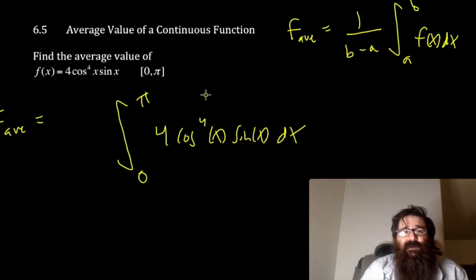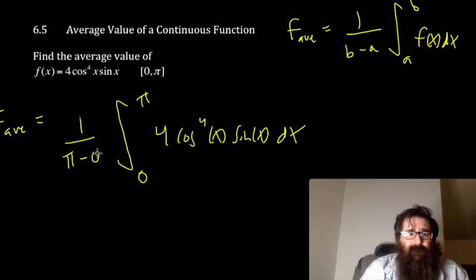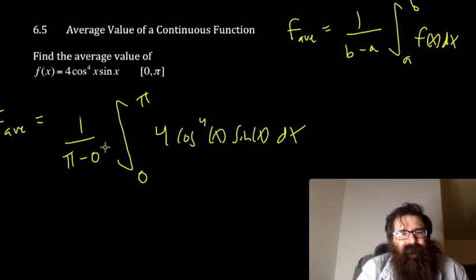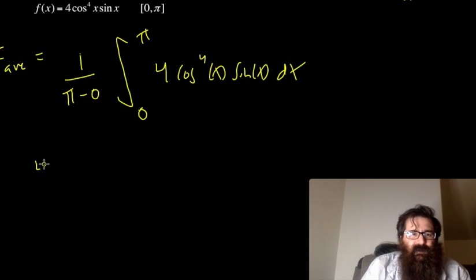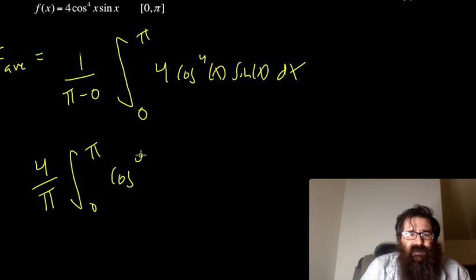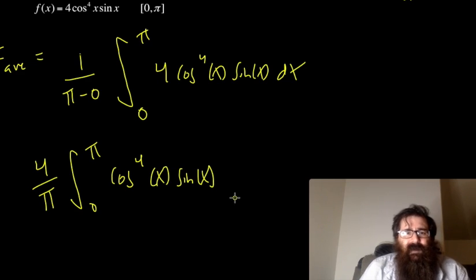But then I want to divide by the length of the interval. So I should be multiplying by 1 over pi minus 0. And then I can clean this up. Pi minus 0 is just pi, so it's a 1 over pi, and I can bring the 4 in front. So we could say 4 over pi, and then the integral from 0 to pi of cosine to the 4th times sine, with respect to x.